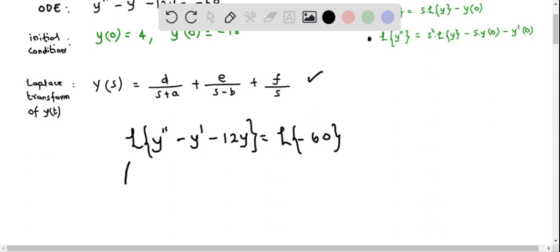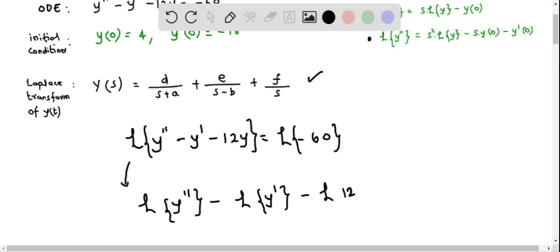Now we apply the linearity property of the Laplace transform on the left side. To do that, we apply the Laplace transform to each of the terms inside the bracket. So we get the Laplace transform of y double prime minus the Laplace transform of y prime minus the Laplace transform of 12y, and this equals the Laplace transform of negative 60. According to the property of the Laplace transform, we can factor constants out, so if we factor out the negative 60, we are left with 1. So this becomes negative 60 times the Laplace transform of 1.